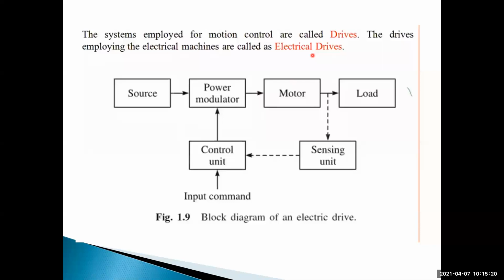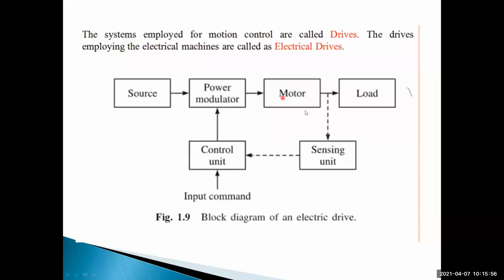In this block diagram, there are different parts. First is the source, then the power modulator, motor and load, sensing unit, and control unit. These are the different parts. The source may be AC or DC, and it is the input to the power modulator. It may be AC or DC depending on the power modulator and on the motor. The source changes according to the motor.